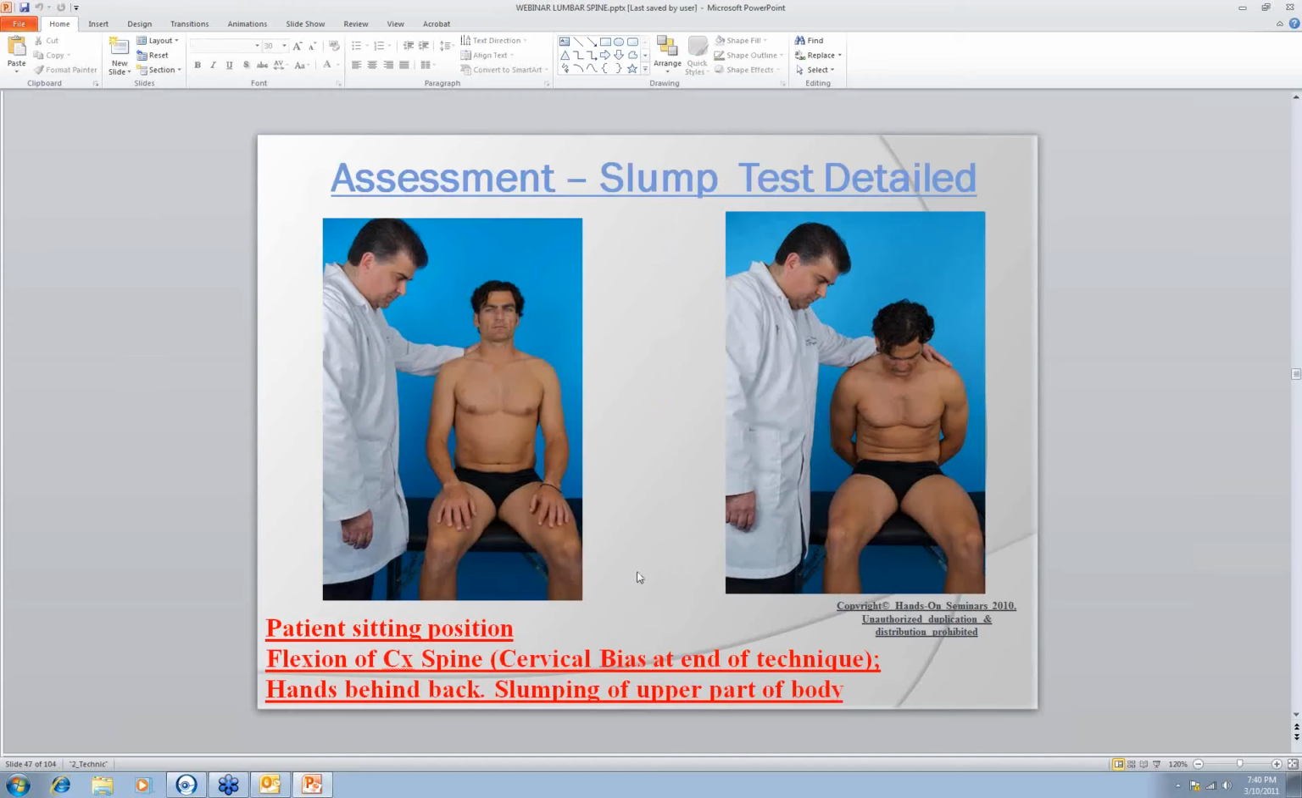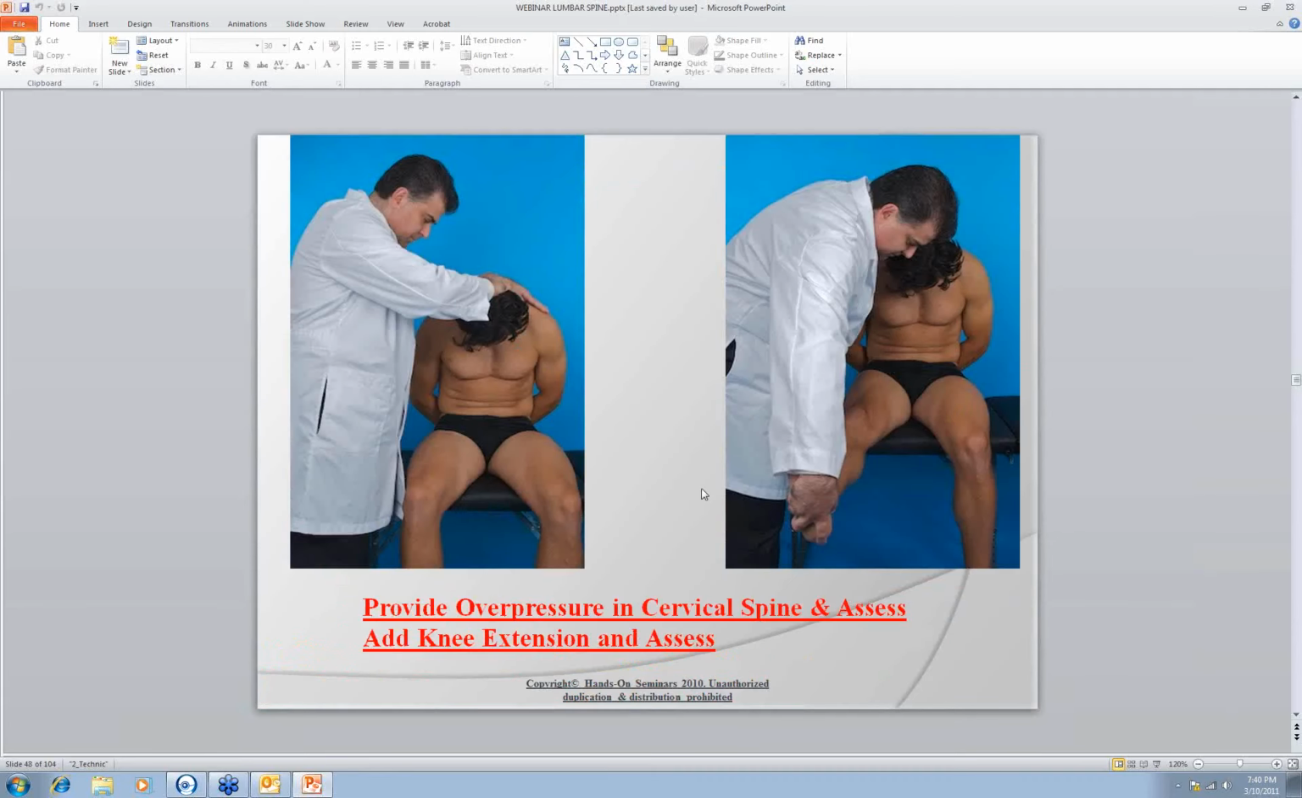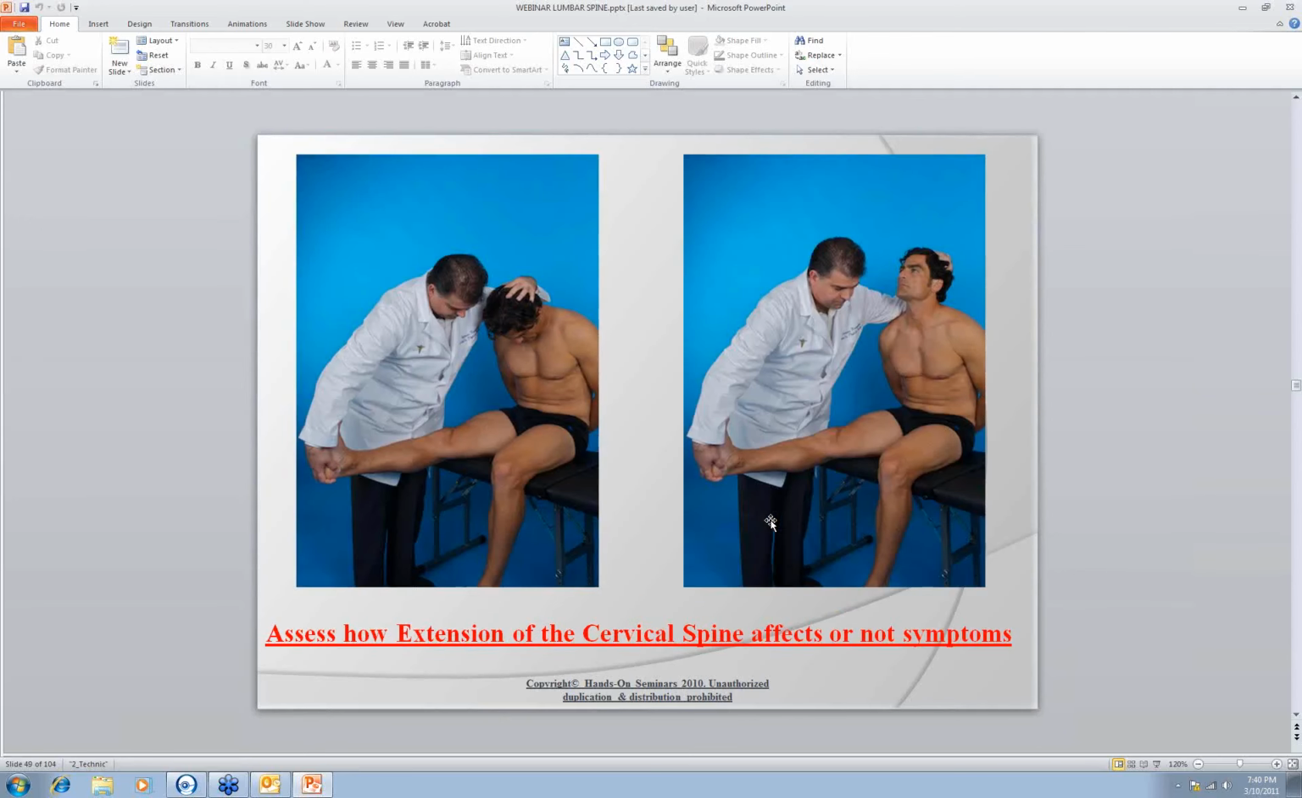So part of my assessment is the slump test, which many of you are familiar with. So in the slump test, I put my patient in a sitting position. I flex the cervical spine, the hands behind the back, and I apply overpressure in the cervical spine, and I assess. Then I add knee extension, and I assess. And finally, I can apply either dorsiflexion or plantar flexion of the ankle, and I assess.